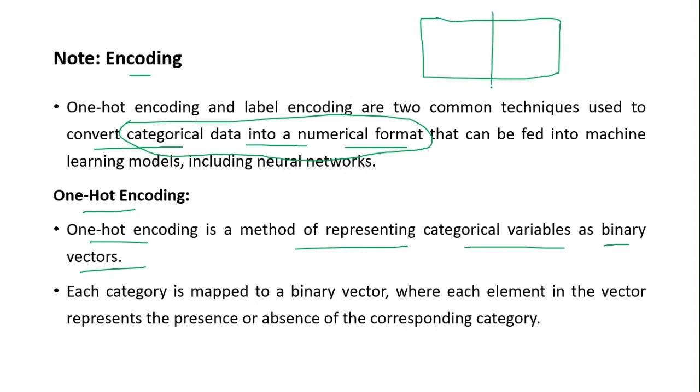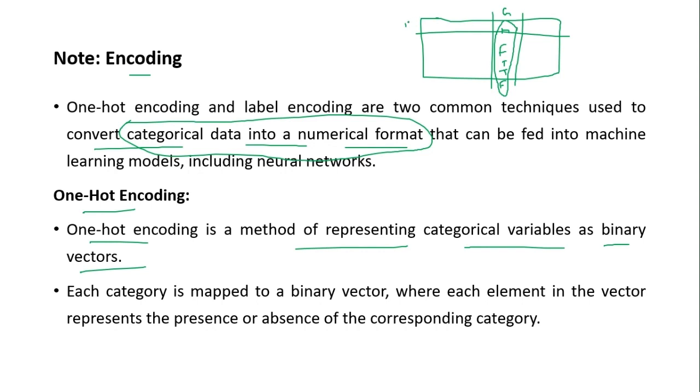I told you, assume that in one of the columns we have gender, and in that gender we have male, female, transgender. Is there any order for this? No. The next one can be transgender again. The next one can be female again. It depends on the person. So there cannot be any order specified for this categorical value in this case.